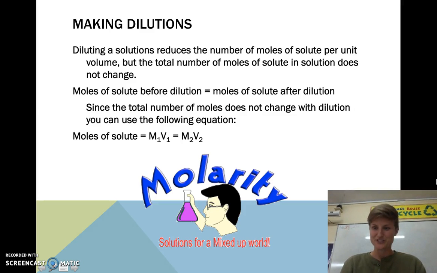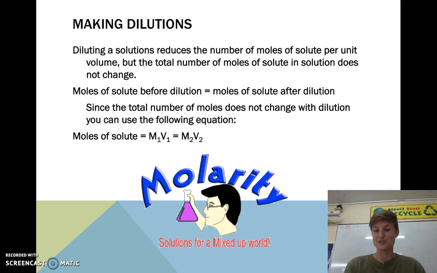Alright, so with making dilutions, this is our next part, we are dealing not with a reduction of number of moles, but more so the solvent. The volume changes, but we keep the number of moles the same. So moles of solute before the dilution equals the same number of moles of solute after the dilution. Therefore, since you're not changing moles, you can use the following equation. Moles of solute, you've got your initial molar and volumes, and your final molar and volume amounts.